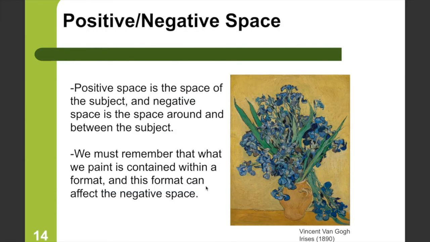Now let's talk about positive and negative space. Positive space is the space of the subject, and negative space is the space around and between the subject. Oftentimes when people are beginning to paint, beginning to draw, beginning to make two-dimensional art, they often forget about the negative space. It's kind of an afterthought. Our brain naturally looks for the positive spaces, the positive objects, and kind of ignores the space around it. But these negative spaces are just as important as the positive spaces in contributing to what's expressed by the artwork.